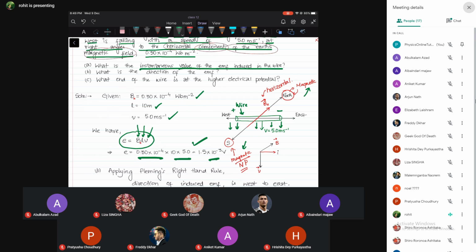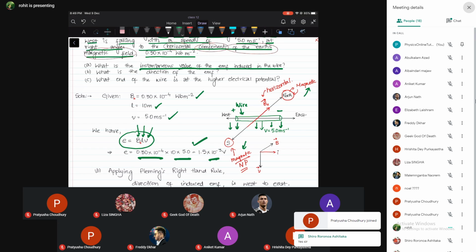Because the wire, we need a magnetic field. Okay. And the wire was falling in a magnetic field. Okay. Shiro is clear about this.